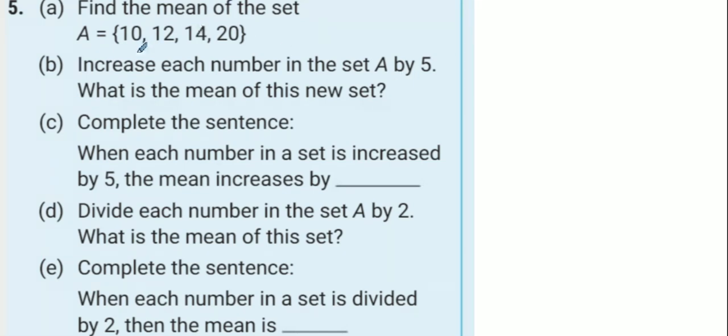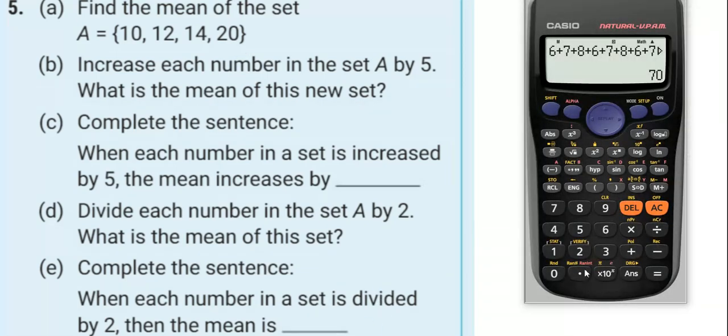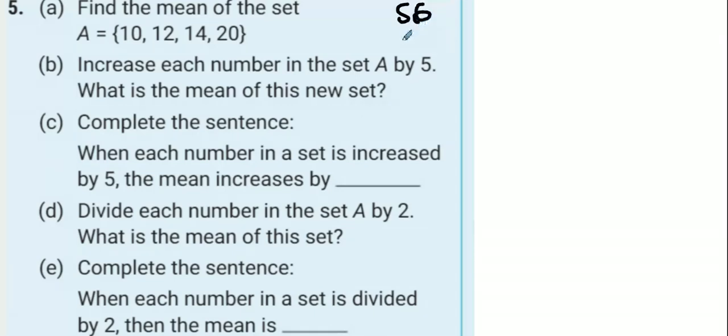Okay, find the mean of the set. Everybody add up all four numbers and divide by 4. So you're going to add 10 plus 12 plus 14 plus 20, and you're going to get an answer of 56. And then you're going to do 56 divided by 4. Everybody got an answer of 14?